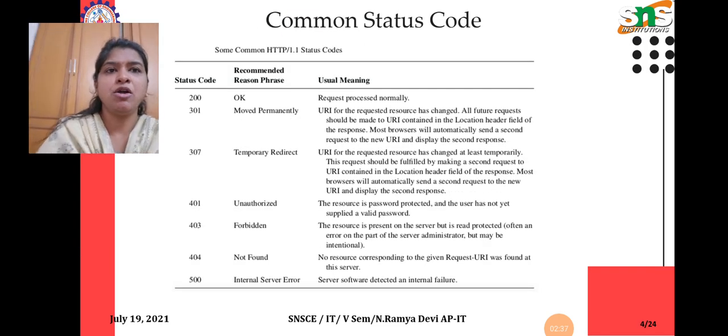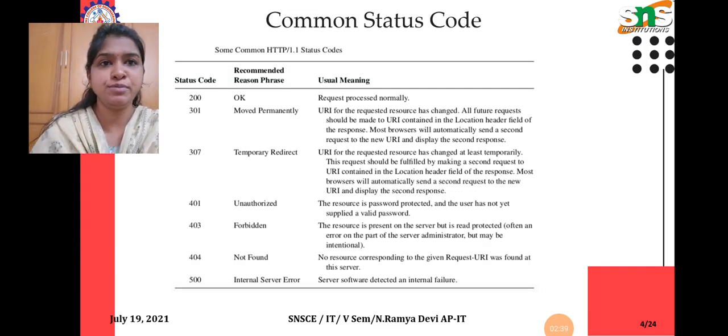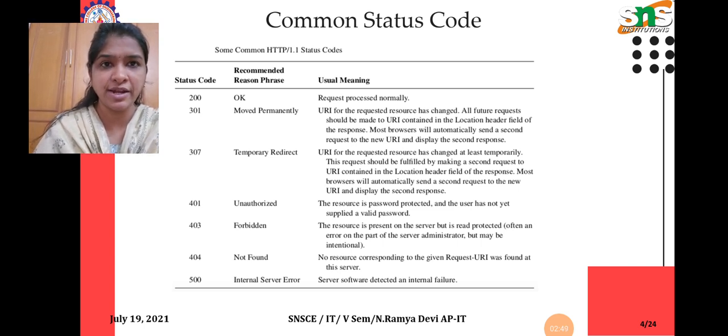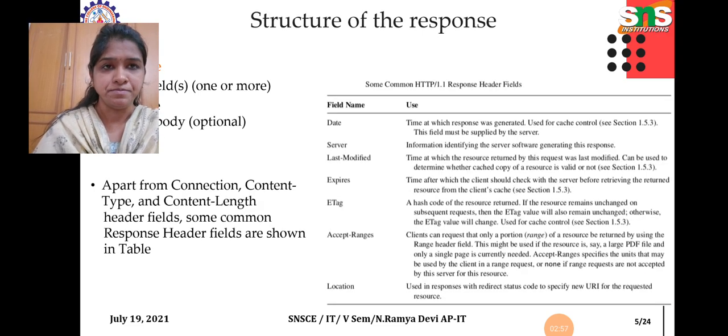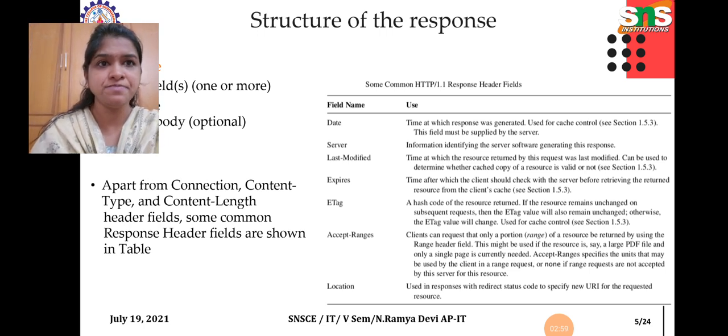So these are the common status codes. 200 means it's okay, your request is processed normally. 301 means the URL which you are requesting has moved permanently, and 307 is a temporary redirect. 401 is unauthorized access. 403 is forbidden. 404 is not found, and 500 is internal server error. This is the structure of the response.